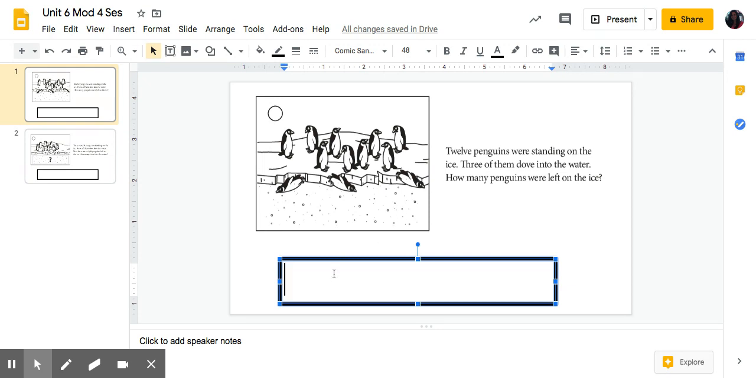So let's write 12. Let's start with 12 because I know 12 is my greatest number because there was 12 to begin with. Then 3 of them dove into the water. So those are the 3 that we're taking away. We're going to use that minus sign. 12 minus 3. What does 12 minus 3 equal?